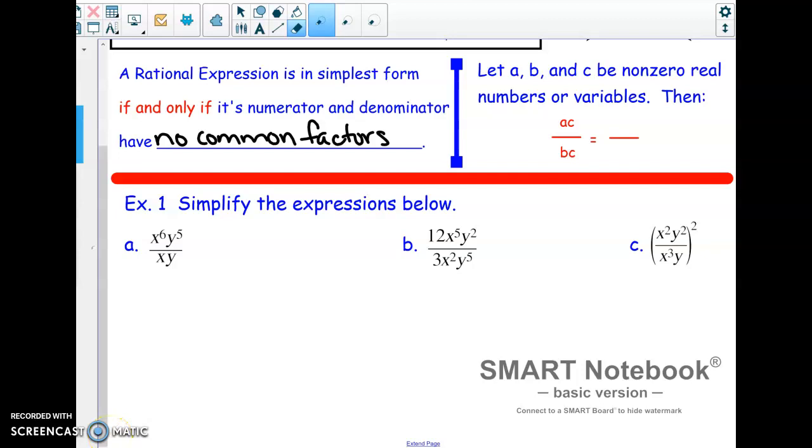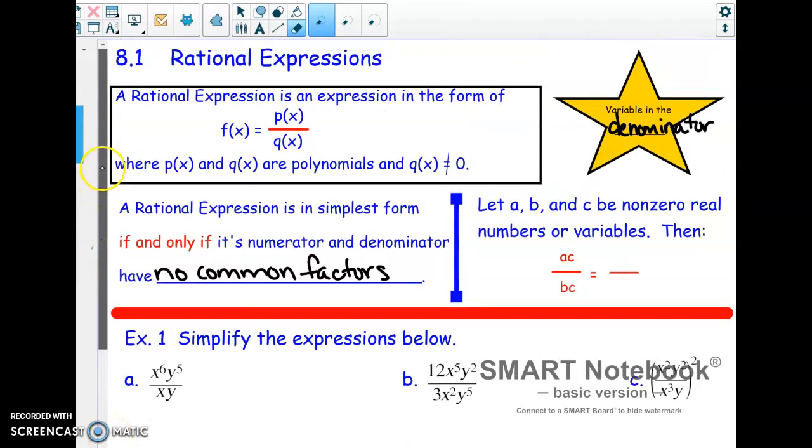Hey everyone, today we're going to be simplifying rational expressions. A rational expression is an expression that is a polynomial divided by a polynomial. To simplify rational expressions, we have to factor first and then make sure there are no common factors in the numerator or in the denominator.